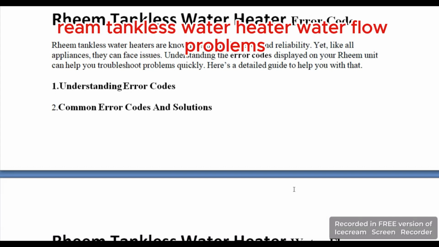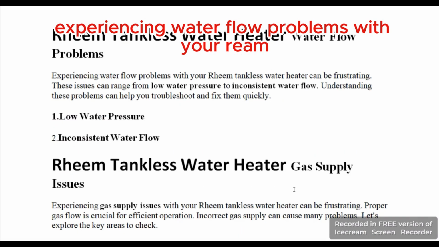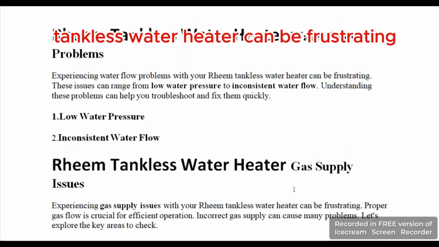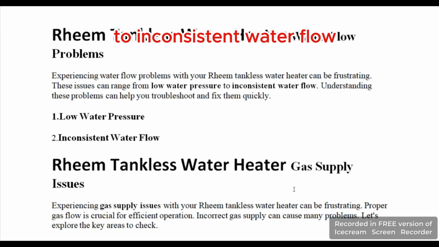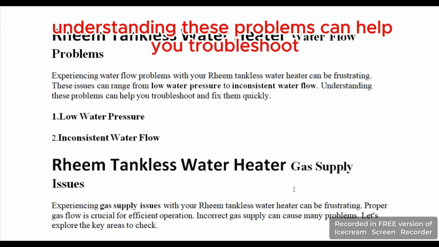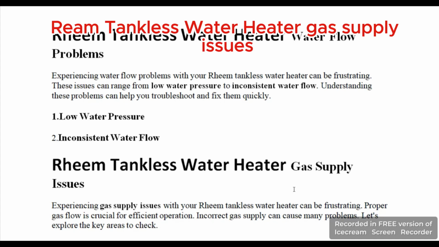Rheem Tankless water heater water flow problems. Experiencing water flow problems with your Rheem Tankless water heater can be frustrating. These issues can range from low water pressure to inconsistent water flow. Understanding these problems can help you troubleshoot and fix them quickly. 1. Low water pressure. 2. Inconsistent water flow.